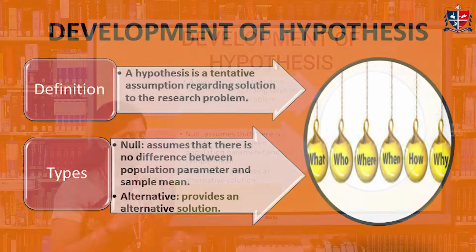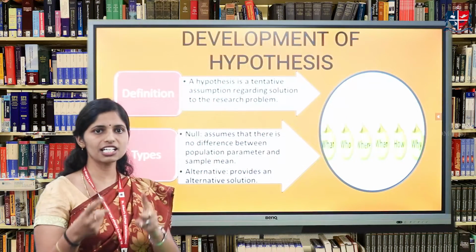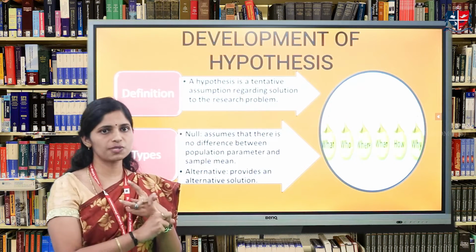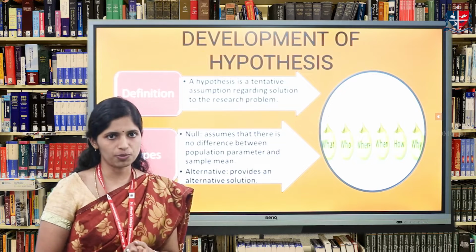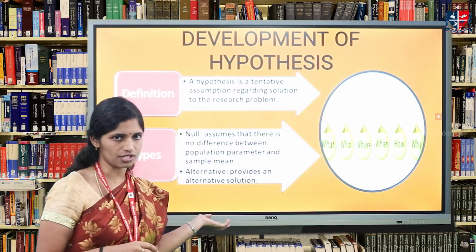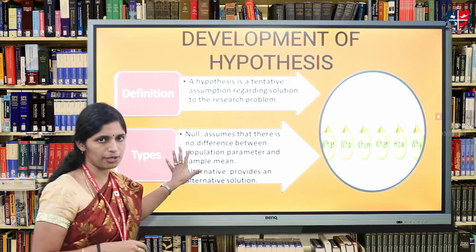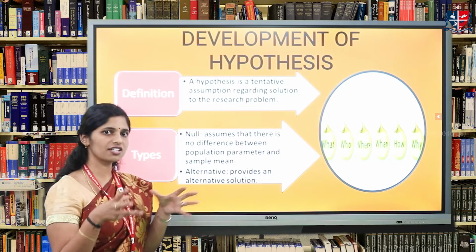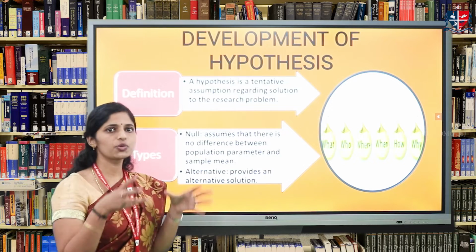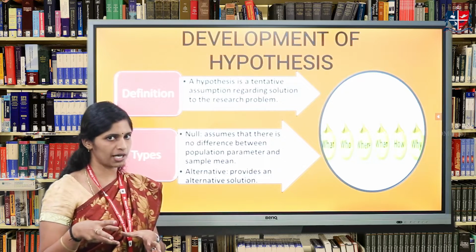An alternative hypothesis goes like this: there is a relationship between, maybe, job satisfaction and the productivity of employees. That is the alternative hypothesis. These are the two basic types of hypothesis available. So the null hypothesis assumes that there is no difference between the sample mean and the population parameters.